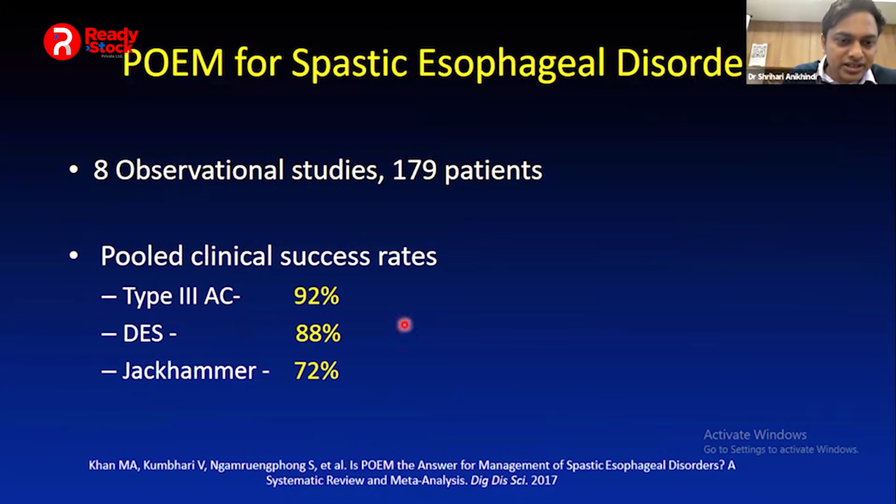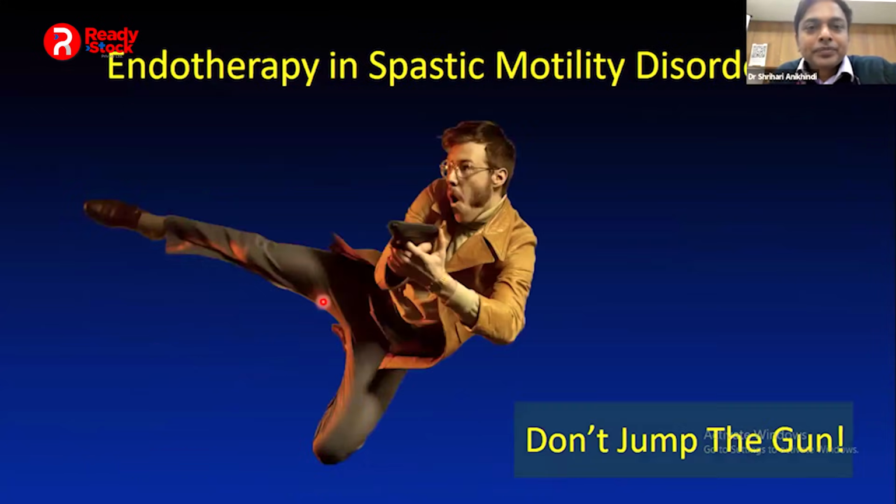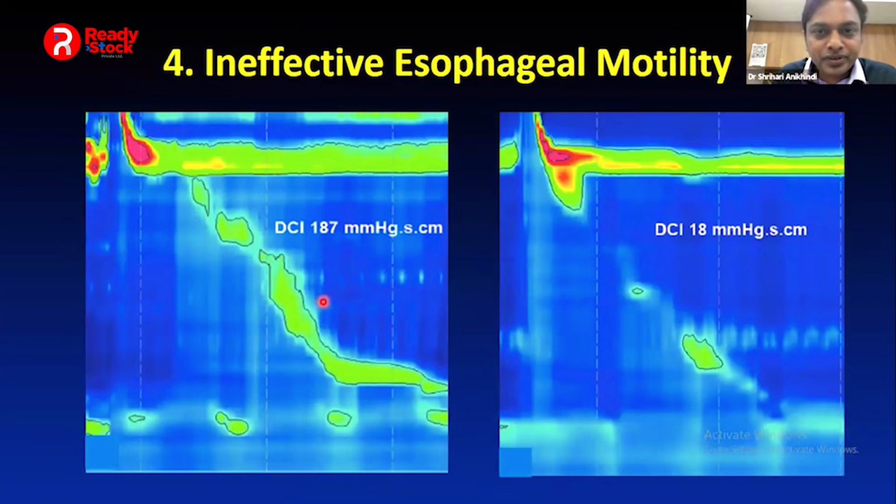Because even if you see the success rates of POEM for varying disorders, the best success rates are for achalasia cardia. For spastic motility disorders in general, the success rates are lower, right? So never jump the gun for endotherapy in spastic motility disorders, right? Then comes an important entity called ineffective esophageal motility.